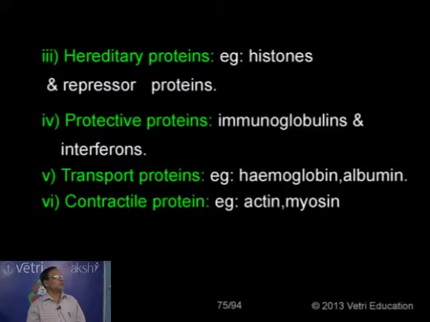And thirdly, transport protein. We know that hemoglobin is responsible for the transport of oxygen from the lungs towards the tissues. That's why it's called actively a transport protein.